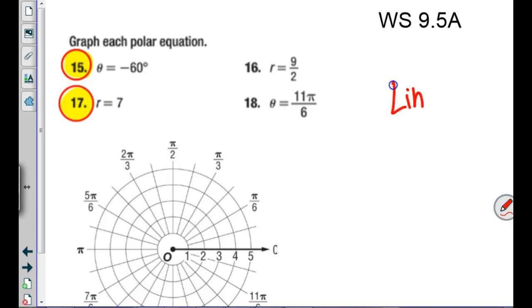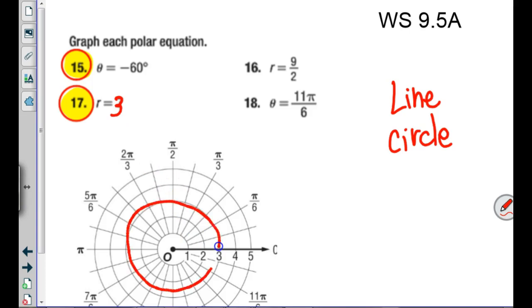It's either a line or a circle. Do you remember which one made which? So R makes the circle. R equals 7 means it has a radius of 7. I'm going to change that, make it like R equals 3. If it said R equals 3, it would be this graph.